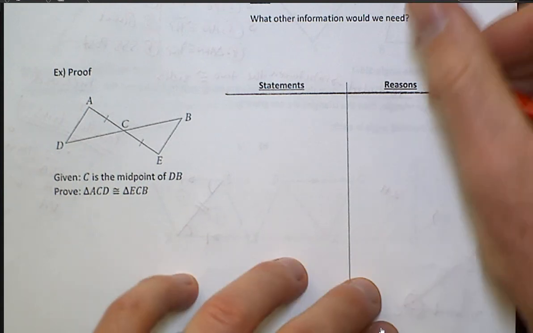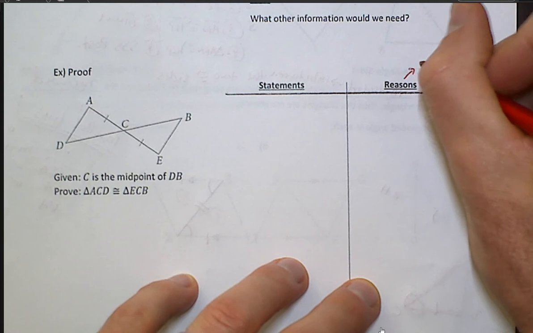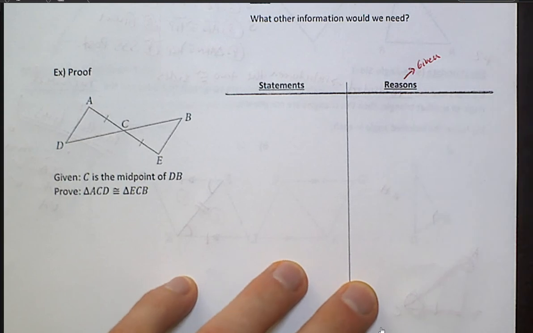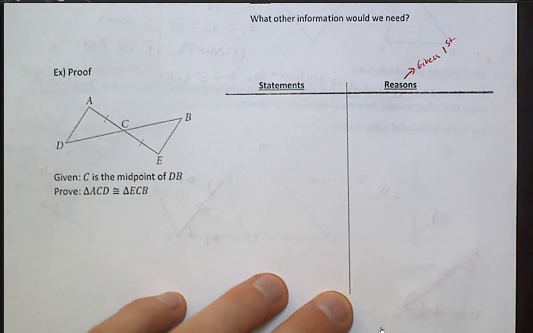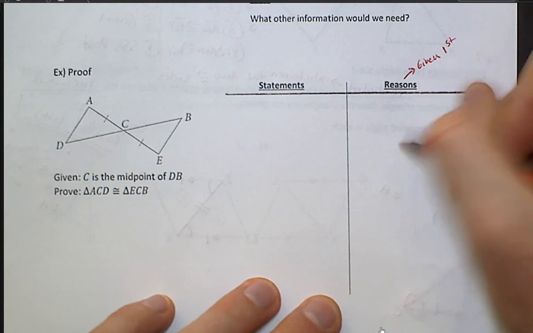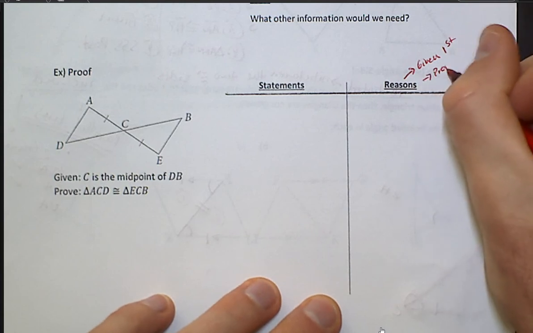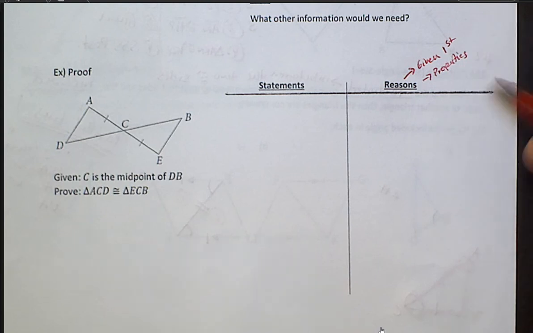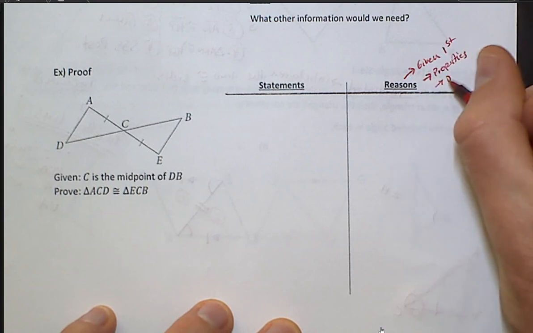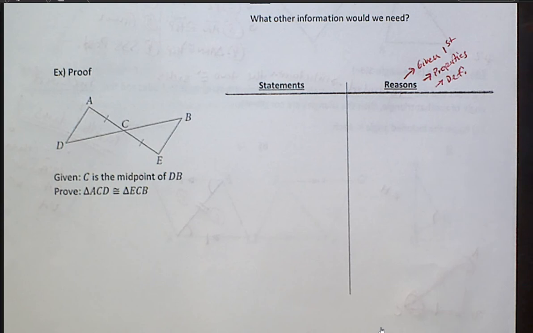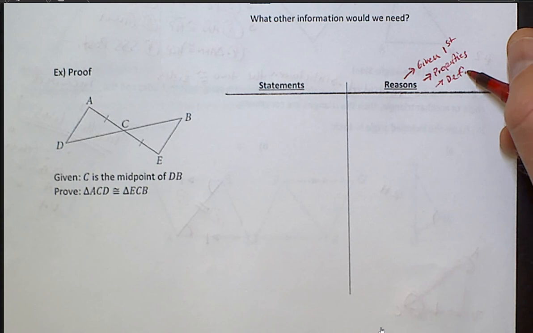Just a reminder, reasons, what goes here? Obviously, anything that's given to us, or given information, remember we usually write that down first. And then everything else that goes here are all your properties: addition property, subtraction property, reflexive property, symmetric property, transitive property, all those properties that we've learned for the past 3 units. Other things, definitions, right? Definitions like definition of an angle bisector, definition of a midpoint, definition of a perpendicular bisector, definition of vertical angles.